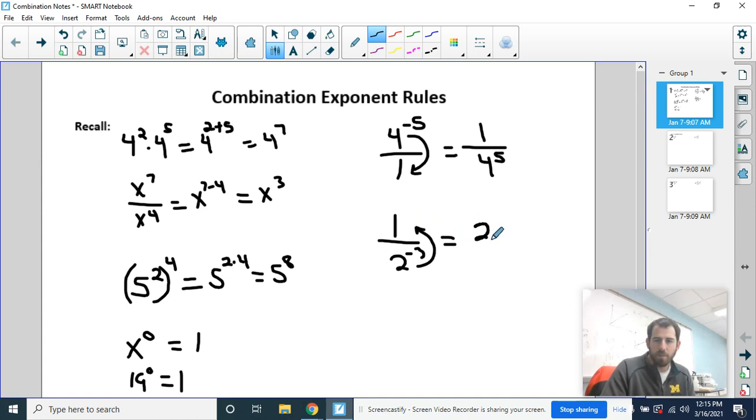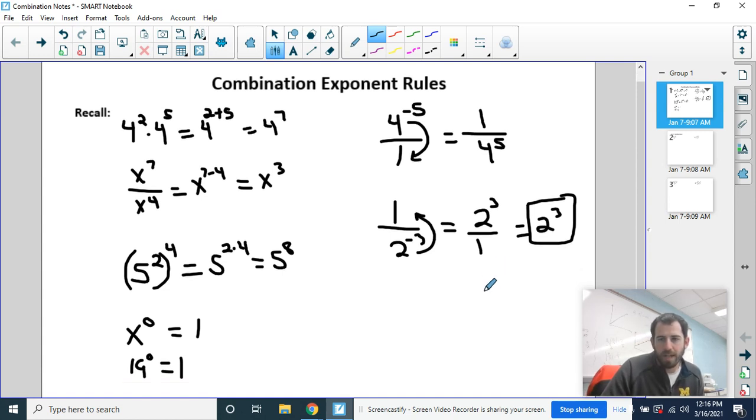So it turns into 2 to the positive 3. In this case, I don't need to put over 1. I can if I want to. Most times you'll just see me put 2 to the 3rd. The reason you don't need the 1 is because it's the denominator. 2 to the 3rd divided by 1 is 2 to the 3rd.